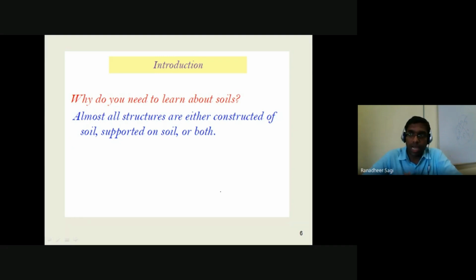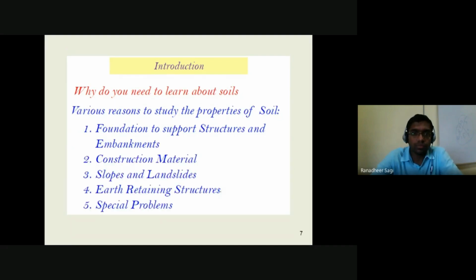It could be an embankment or whatever it could be, and it is also very essential for us to know the properties of the soil, because all the loads coming from various structures would ultimately be carried by the soil. In order to say whether those loads distributed by the structures are safely carried by the soil or not, that can be understood only when you understand the behavior of the soil by knowing its properties.